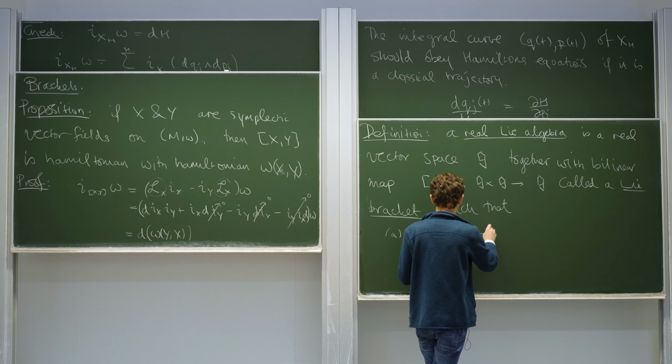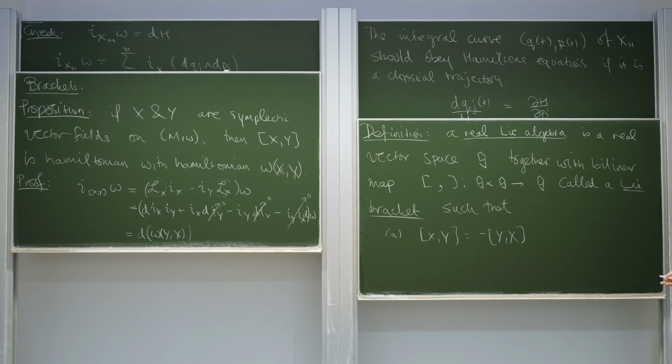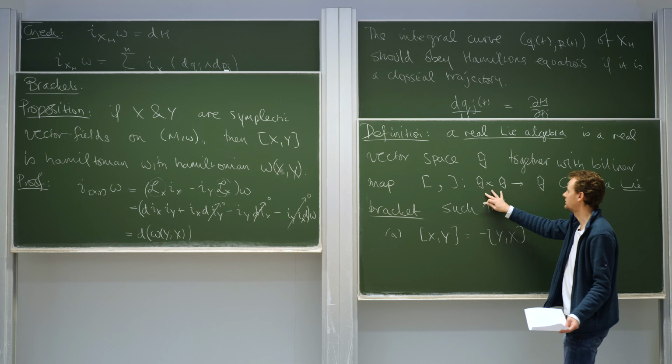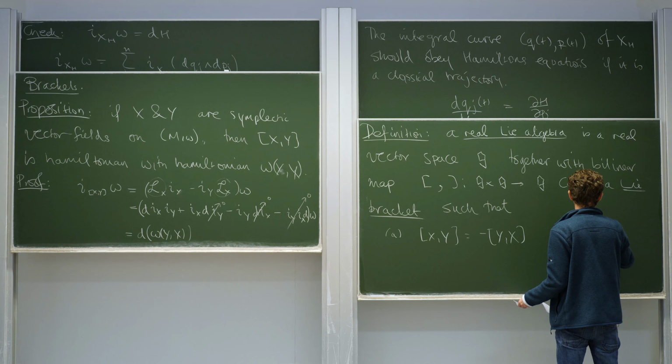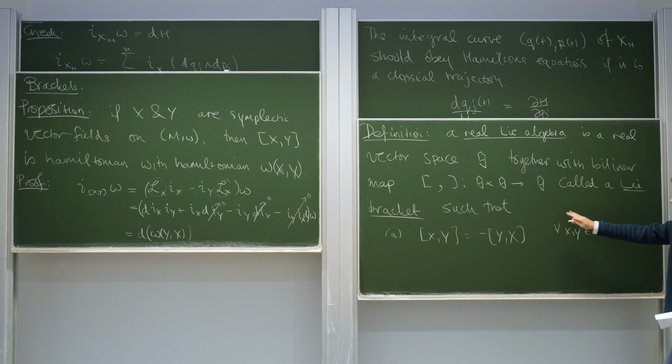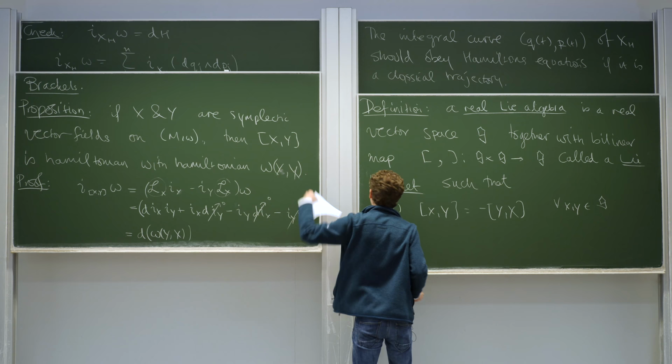So what is a real Lie algebra? Well, it's a vector space. So you know what those are. And there's a bracket operation, a bilinear operation. It takes two elements of the vector space and gives you a third. And this bracket operation satisfies certain identities, namely that it's anti-symmetric. So for any pair of vectors, you have that, and it obeys the Jacobi identity. So we know these two properties are true for the Lie bracket. We've proved these already.